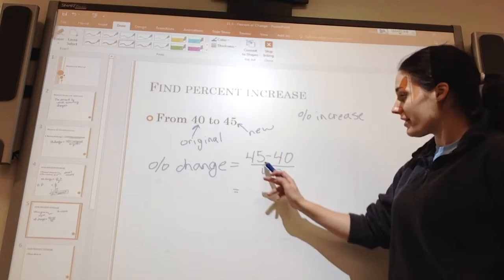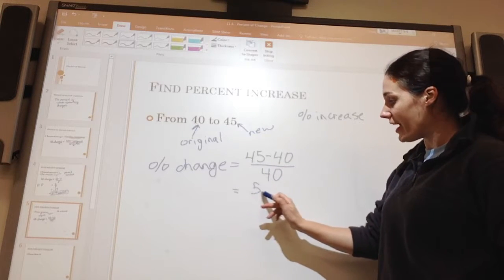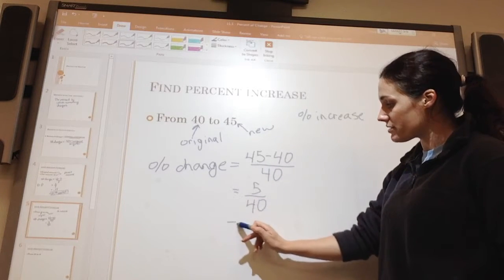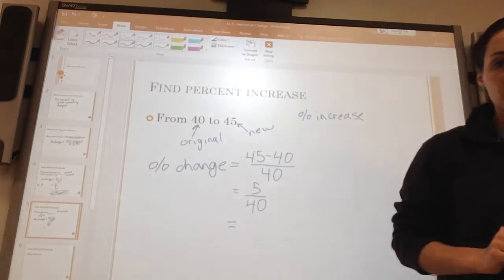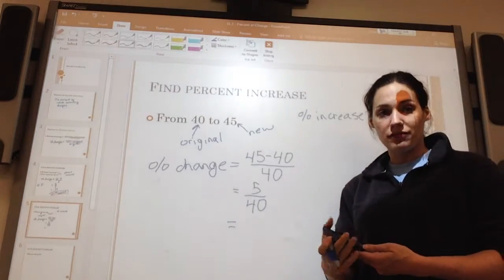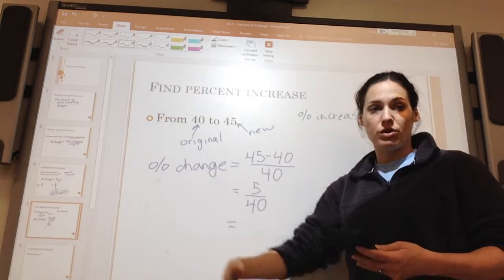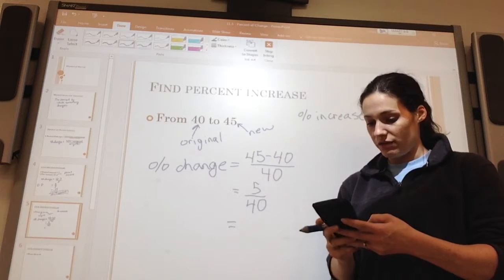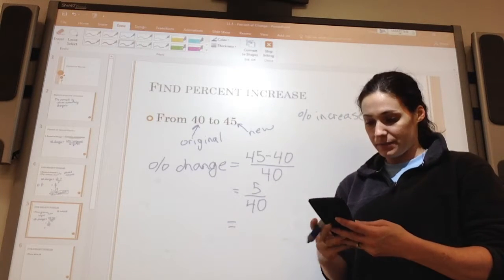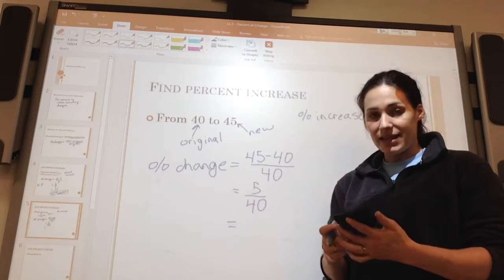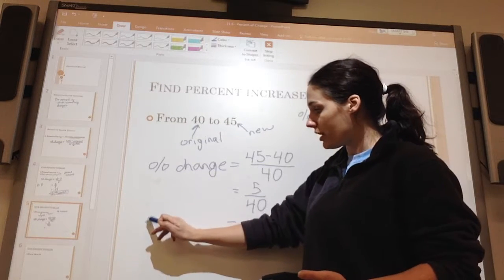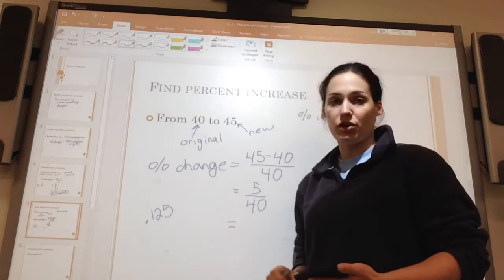We'll simplify this. 45 minus 40 just leaves me with 5. So I have 5/40ths. Again, grab your calculator. I have to turn it from fractional form into decimal, into percent, is how that will work. So 5 divided by 40 is, now you end up getting 0.125 on your calculator.